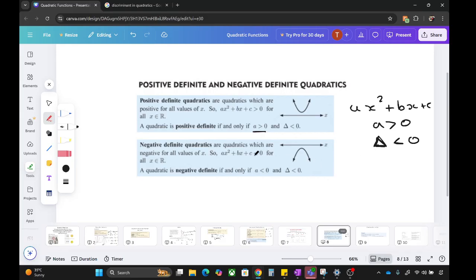But for negative definite quadratics, let me explain it first: they are quadratics which are negative for all values of x. So that means that a quadratic is negative definite if and only if a is less than 0 and delta is also less than 0.